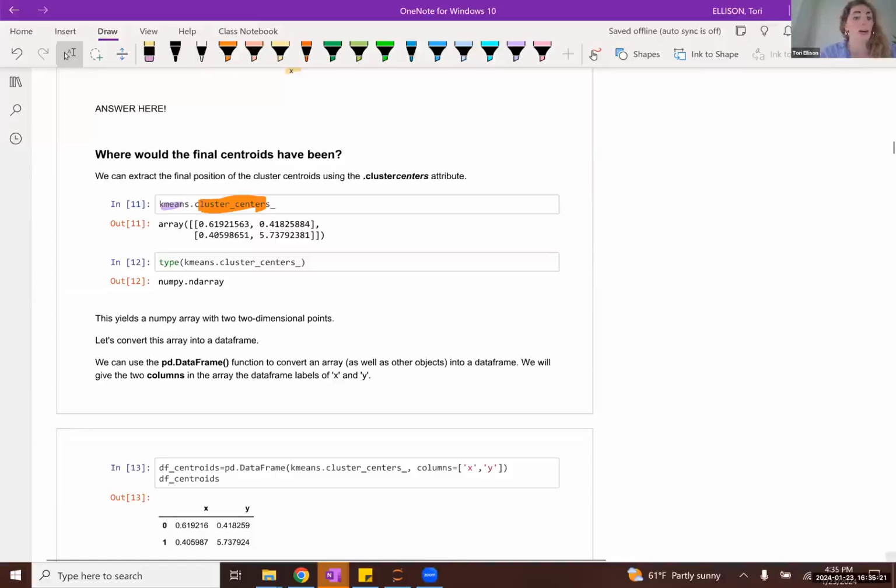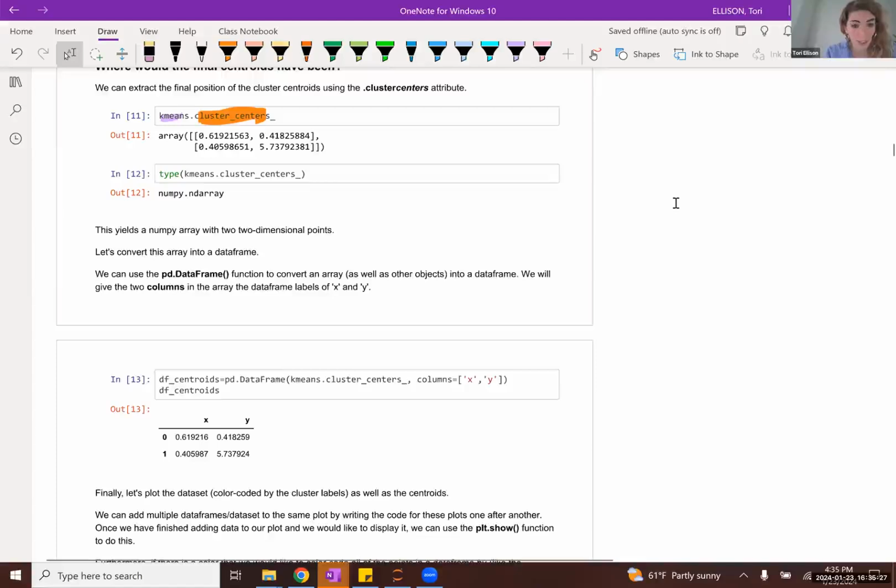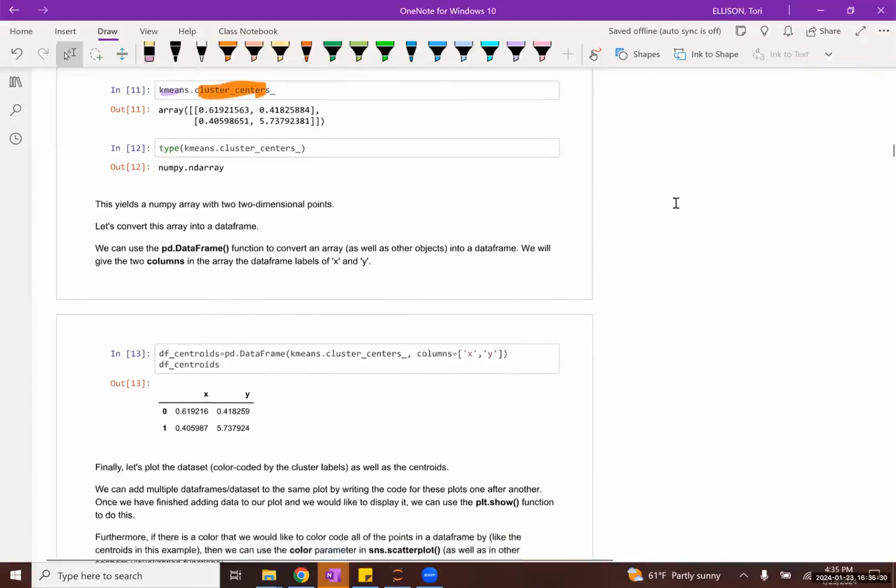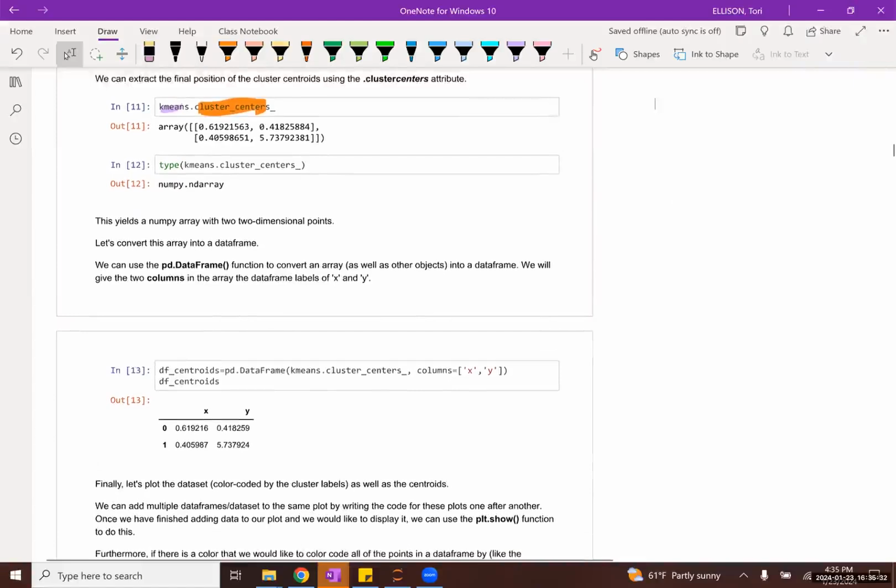Okay. Professor. Yep. You share the screen. Oh, sorry about that. Yeah. Okay. There we go. Okay. Yeah, so we can use the cluster centers attribute here. And so for instance, if I wanted to mute our mics.